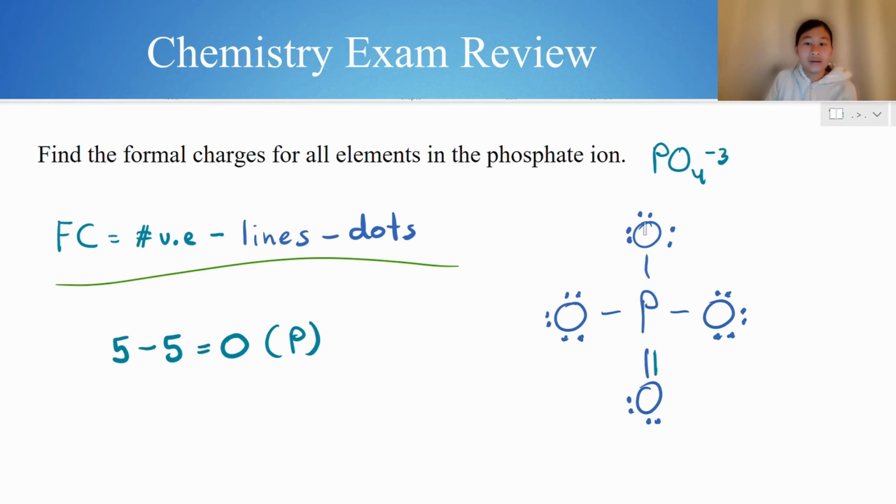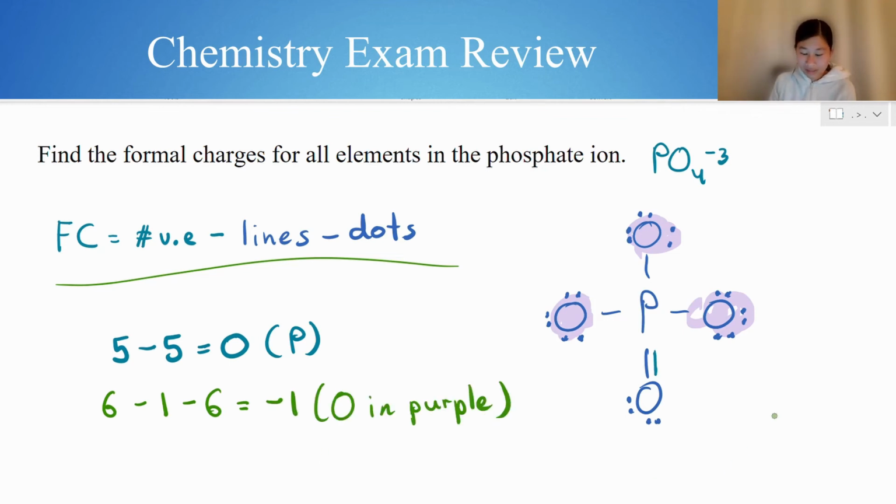Now let's find the formal charge of these 3 oxygen atoms, the ones with 3 lone pairs and 1 bond. The number of valence electrons for oxygen is 6. The number of lines for each is 1. The number of dots around each is 6. So we do 6 minus 1 minus 6, that is -1 for the oxygens in purple.